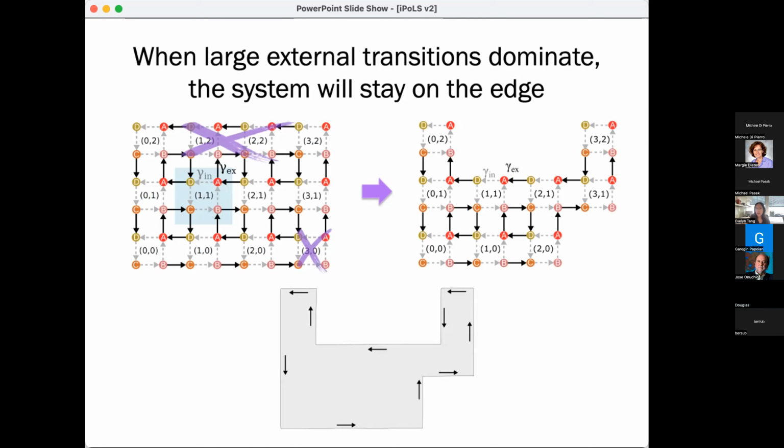I've got one question. Yes. So I see that the final state would be to go around the edge, but I don't see how you would have got this graph to begin with.